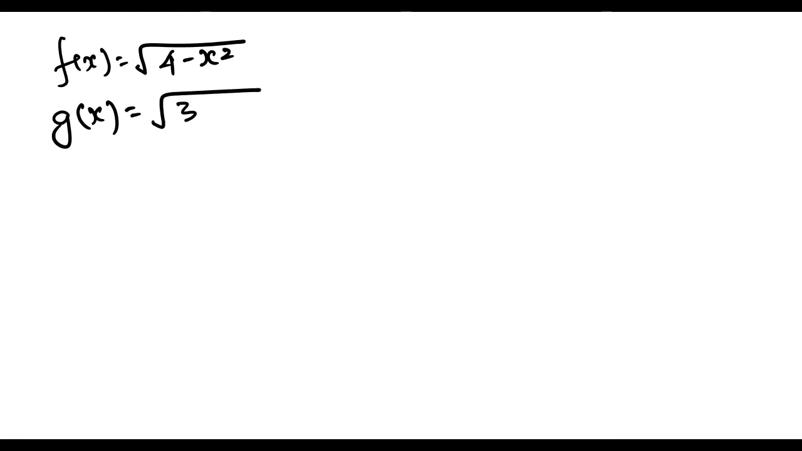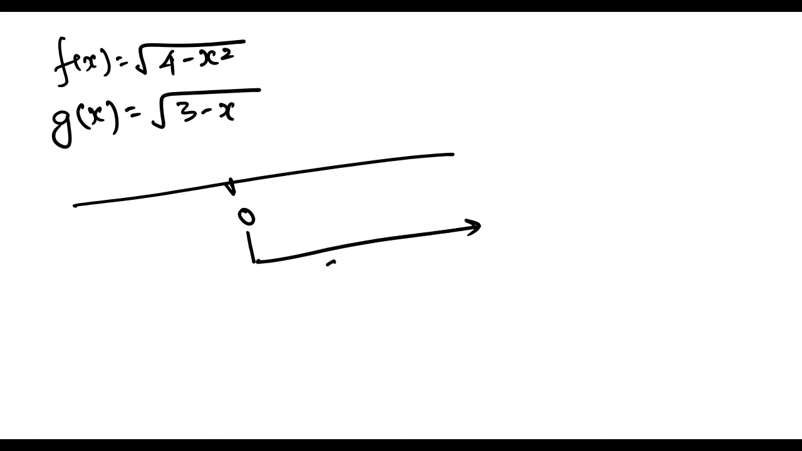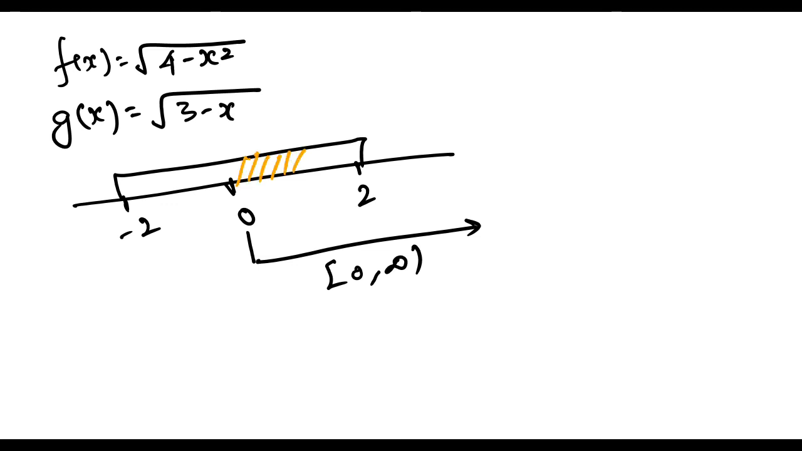So what does that mean? So f of x is equal to square root of 4 minus x square, and g of x was equal to square root of 3 minus x. And we know that the range of g was 0 to infinity, and the domain of f was minus 2 to 2. Now we were talking about restricting the domain so that we get only this part for the range of g. This is the range of g. So we want to get only 0 to 2 as an answer for this.